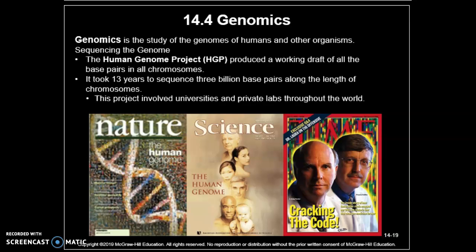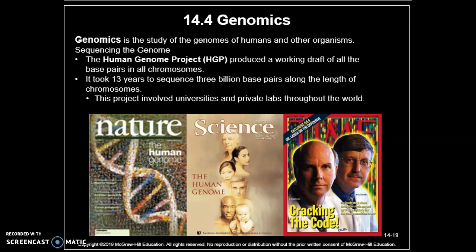So the old school way was just called genomics. For example, the Human Genome Project. This was a huge project worked on for 13 years to sequence 3 billion base pairs. And it wasn't just one company or one university or one group of scientists working on it. It was the whole world. So we used universities and private labs throughout the whole world. And in 13 years, they were able to find every single sequence for those 3 billion base pairs in human DNA. So that's a pretty huge project.